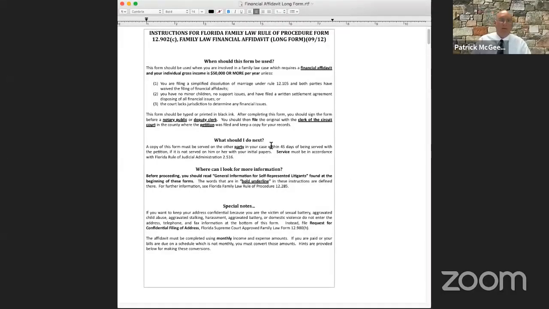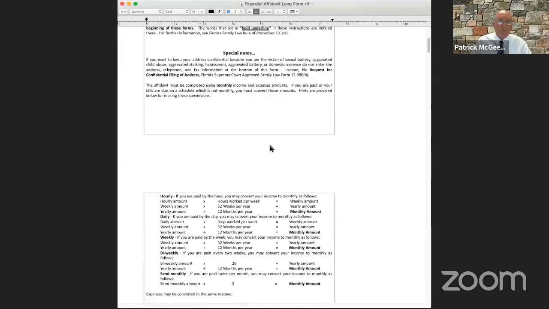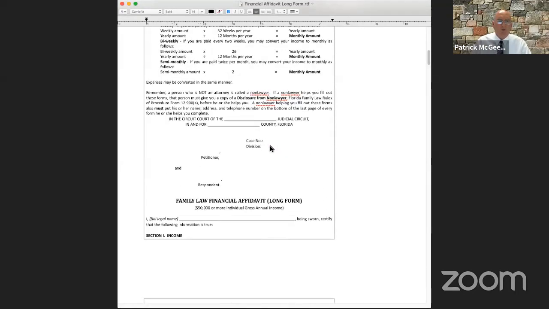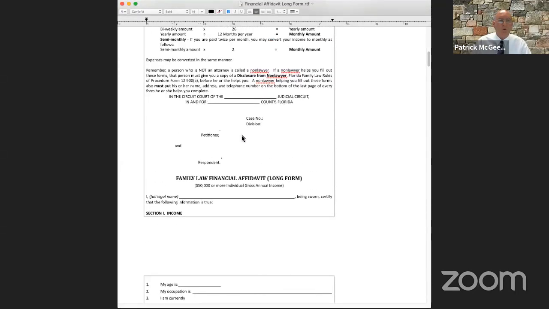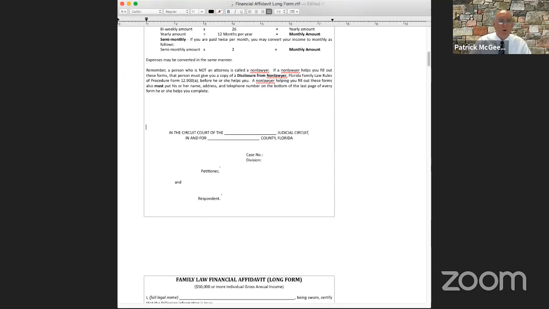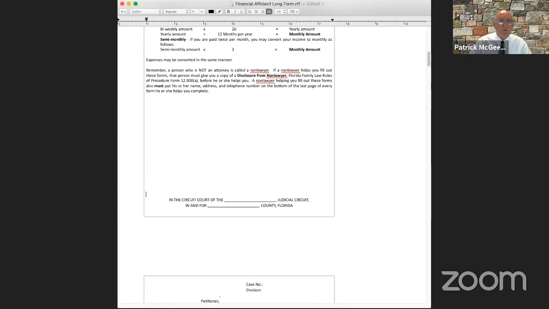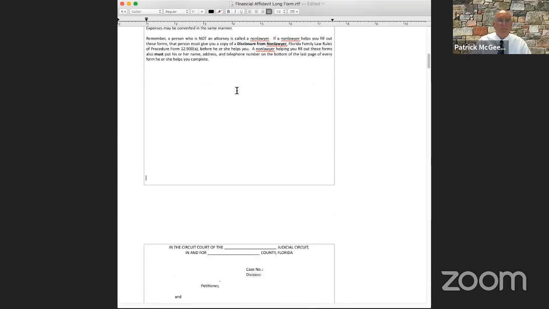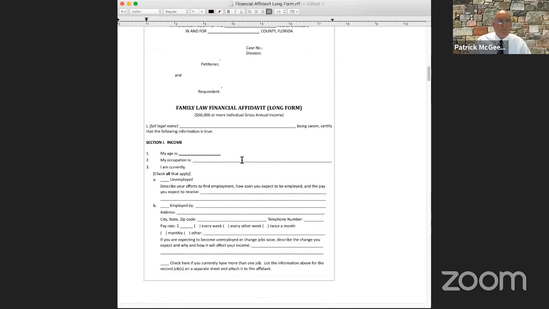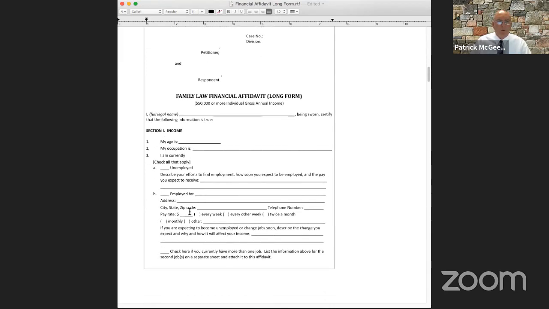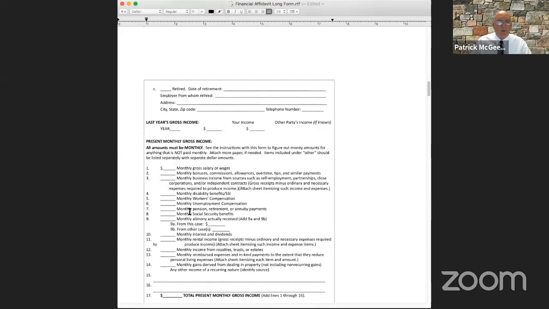There we go. Okay, same type of instructions. First couple pages are instructions, and then you get into the actual document, which starts right here. We'll move it down so it's easier to look at. And the information that's required on the front is similar. It's a little bit more detailed, but they're asking basically the same thing.